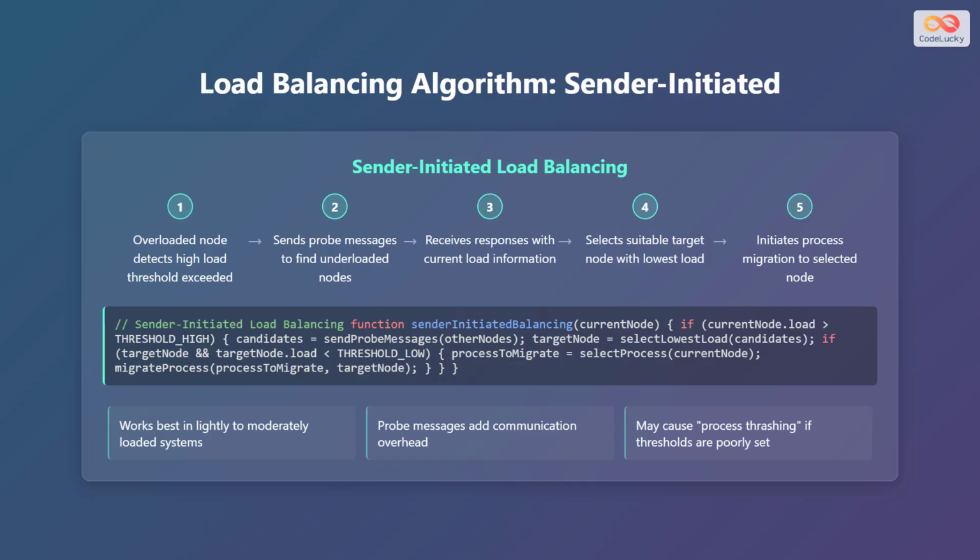If the current node load is greater than the high threshold, then candidates send probe messages to other nodes. The target node is selected as the lowest load among the candidates. If a target node exists and the target node load is less than the low threshold, the process to migrate is selected from the current node and migrate that process to the target node.